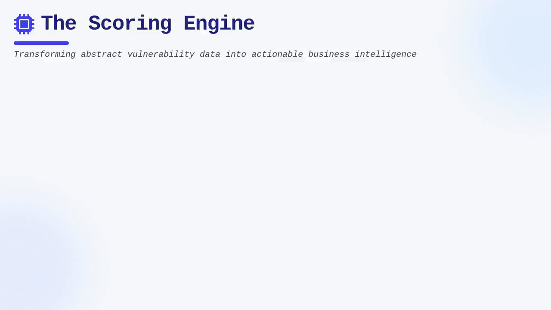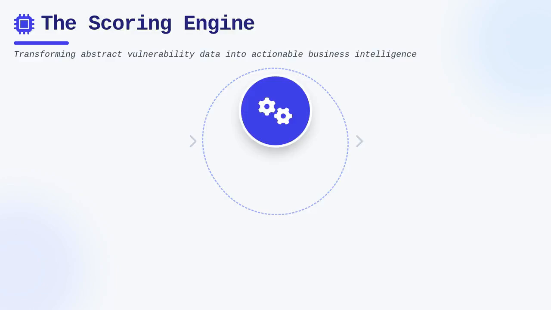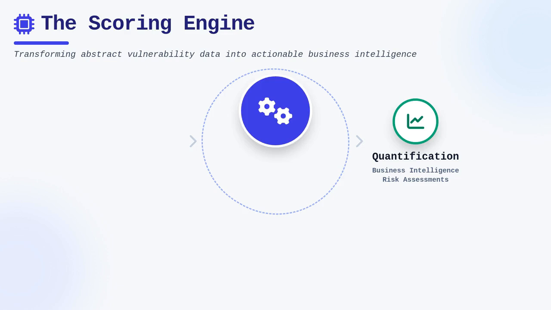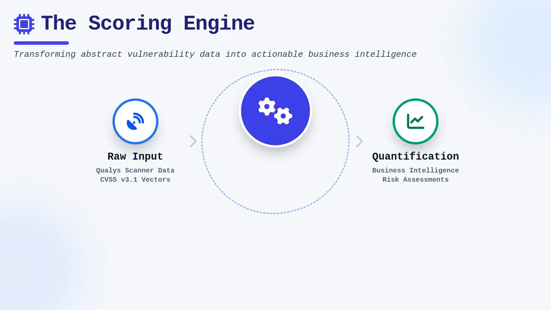The scoring engine acts as the central processor for risk quantification, shifting abstract vulnerability data into actionable business intelligence. At its core, the system relies on parsing vector strings, such as those formatted in CVSS version 3.1, into discrete numerical components. When a record arrives from a scanner like Qualys, it often includes a raw vector string.